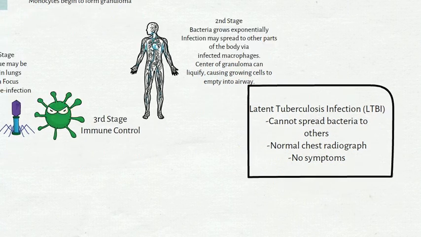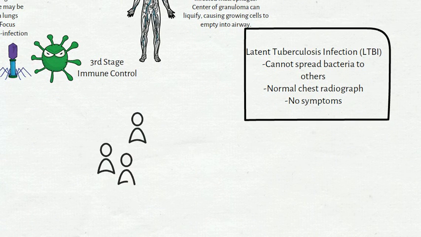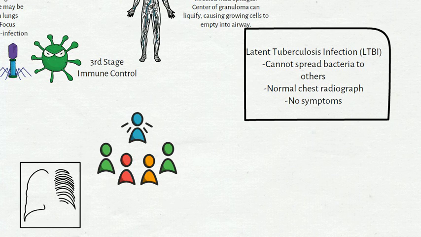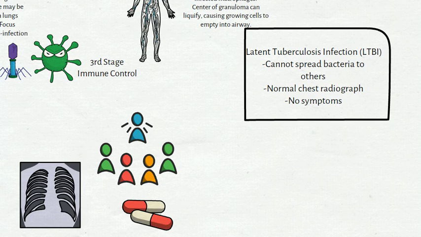LTBI transitions to TB disease if not treated. Those who have TB experience cough and fever as their main symptoms and can be diagnosed by a TB skin test or blood test, a chest radiograph, and culture. Active infection is normally treated with a variety of antibacterial medications for 6 to 12 months.